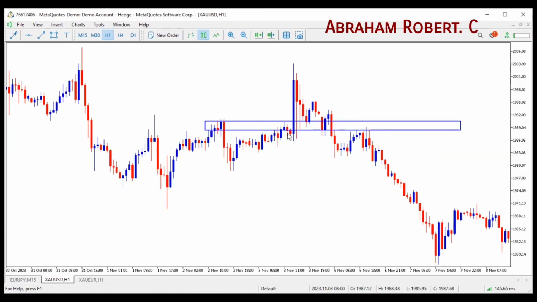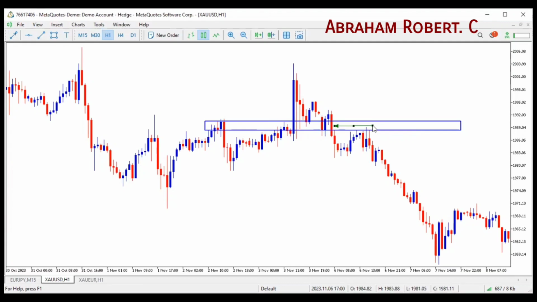Now, the market, let's start from this point. The market broke out of this structure. This is a candlestick that broke the structure. I told us that the candlestick must be a candlestick with a big body. Now, this particular candlestick meets that requirement.